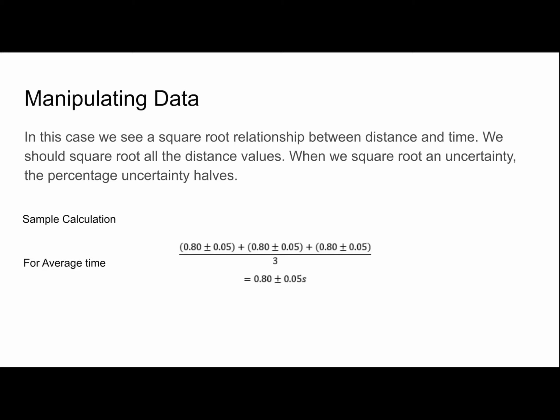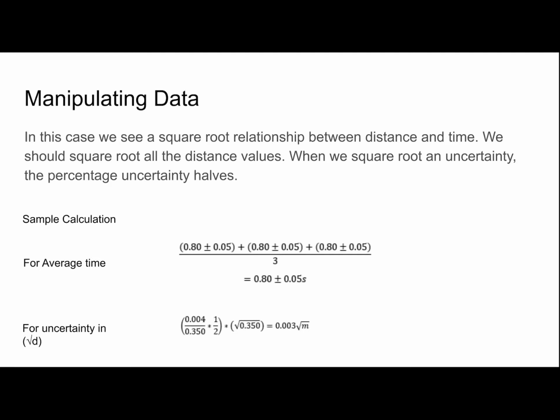Therefore, in this case, you should get 0.80 plus or minus 0.05 seconds. For the uncertainties, that's square root of d. First we need to calculate the percentage uncertainty, which is 0.004 over 0.350. When we convert it to a percentage, we will normally times by 100. But in this case, we're not going to times by 100, because we're not going to stay at a percentage uncertainty.